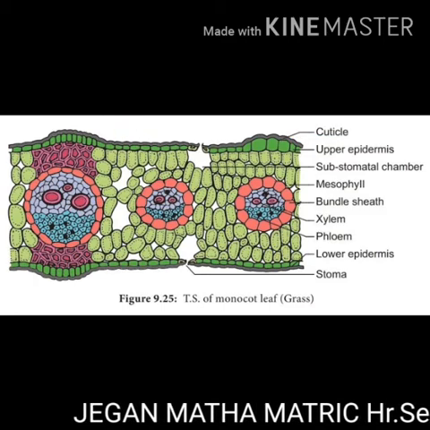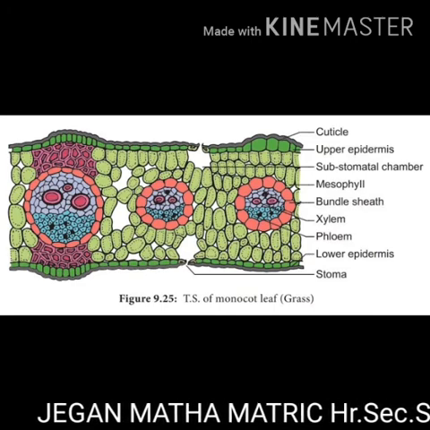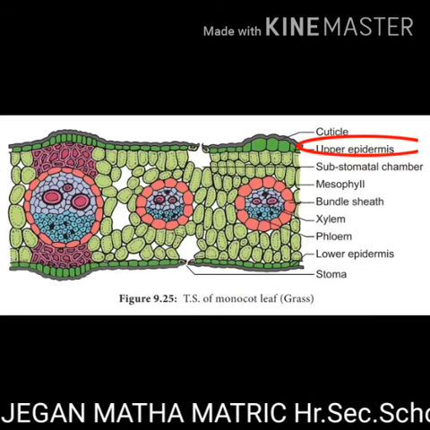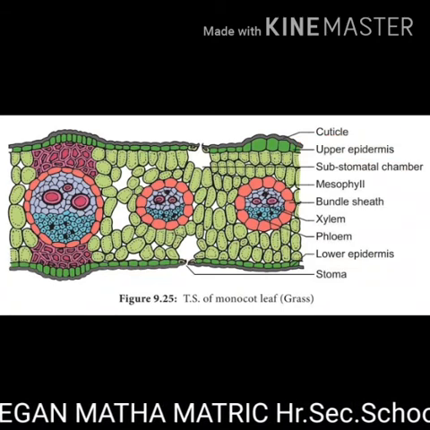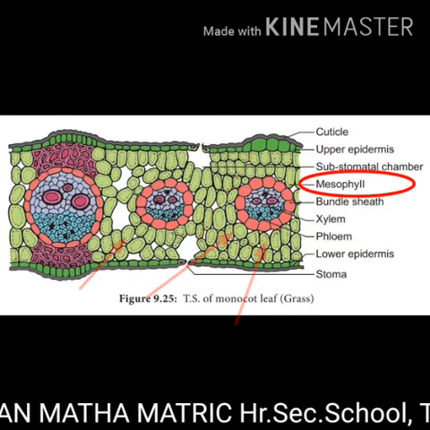Stomata are present on both upper and lower epidermis. Some cells of the upper epidermis are larger and thin-walled. They are known as bulliform cells.